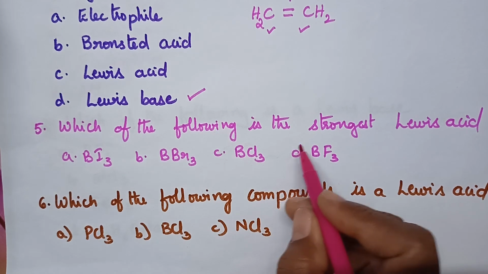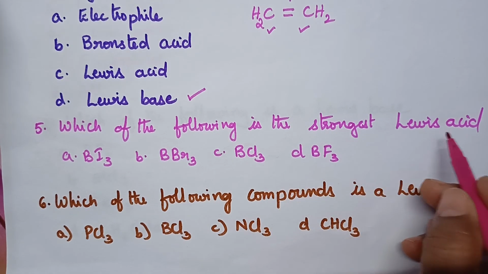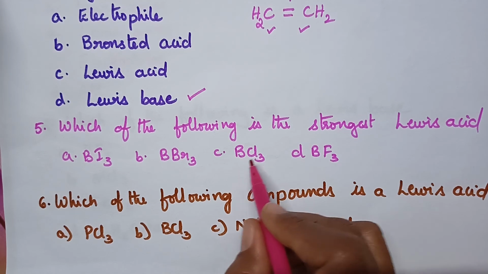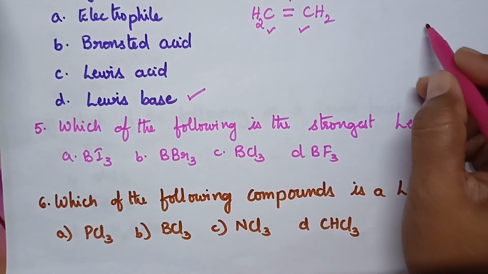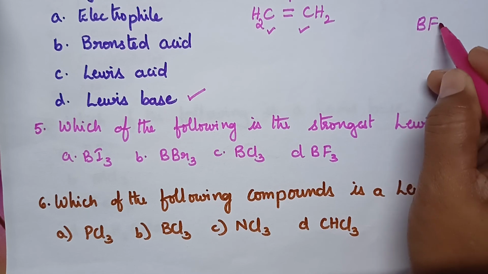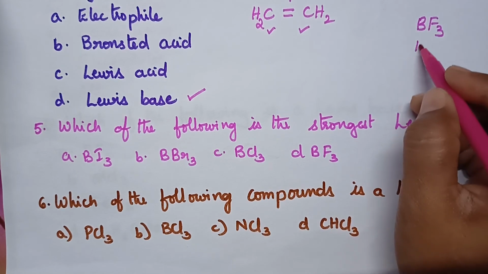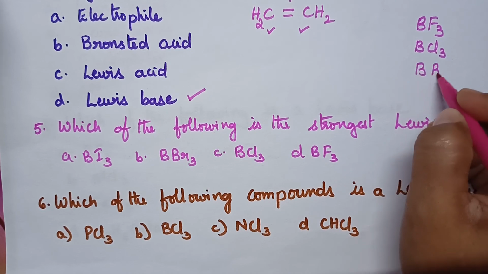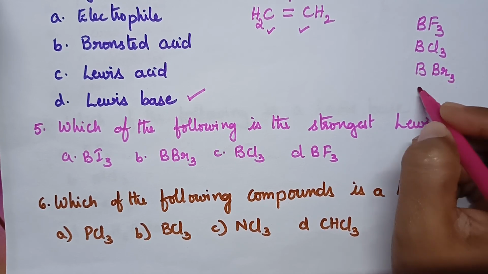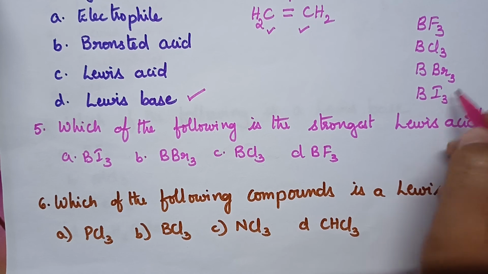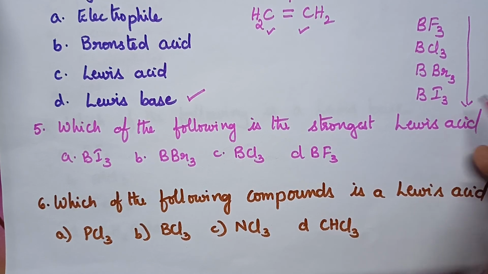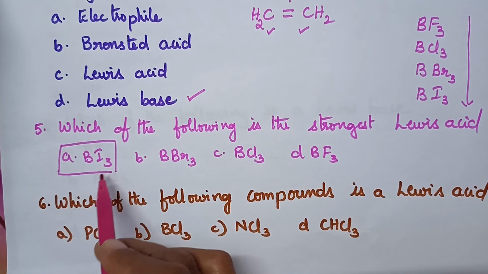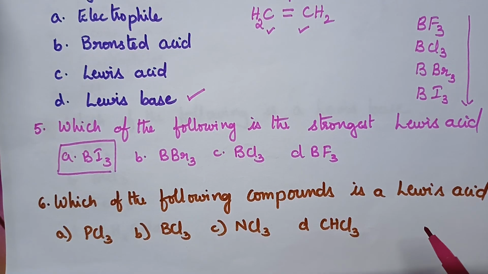Which of the following is the strongest Lewis acid? Whenever we consider boron trihalides, here four boron trihalides are given. The strength of the boron trihalides increases as the size of the anion increases. So here boron triiodide is the strongest Lewis acid.